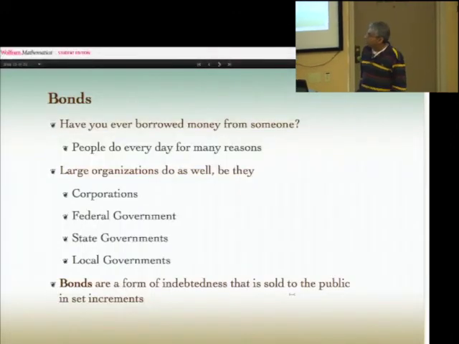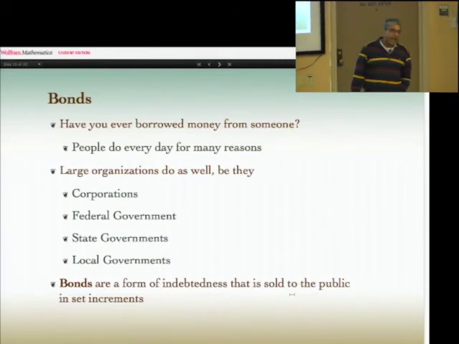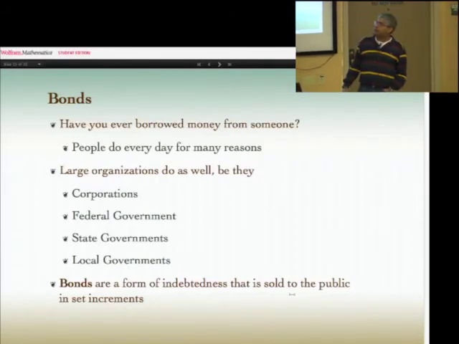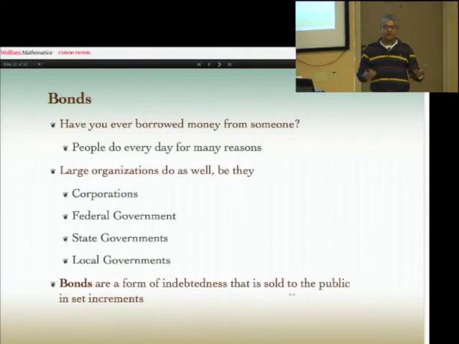Let's start. So bonds, borrowing. We all borrow money, right? We go to a bank, we borrow money to buy a house, property, car loan. All that really is borrowing money. Bonds is nothing but a systematic way to borrow money.